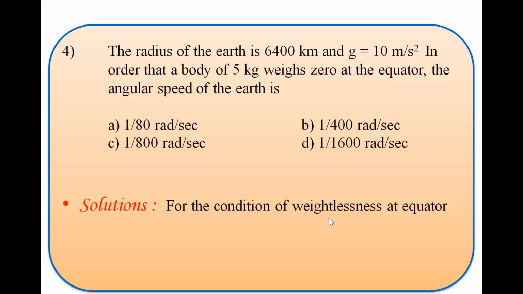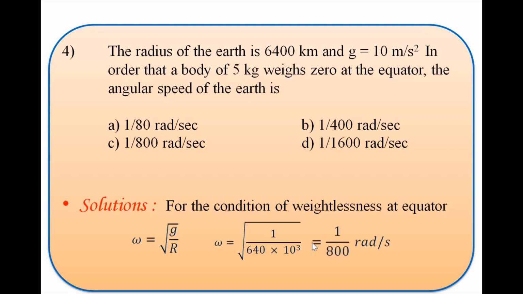For the condition of weightlessness at the equator, we know the formula omega is equal to under root of g divided by capital R. Putting the values in the equation and simplifying, omega is equal to under root of 1 divided by 640 into 10 raised to 3. Simple calculation gives 1 divided by 800 radian per second. So option C is correct.